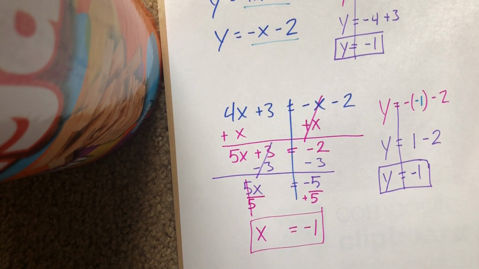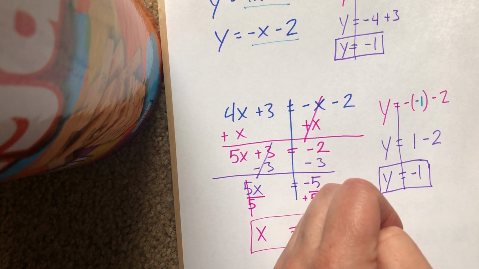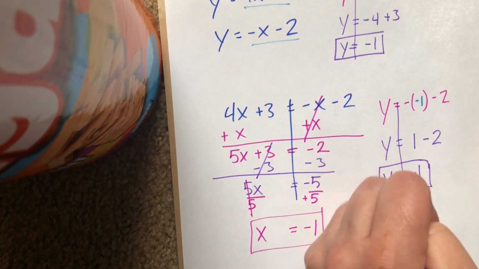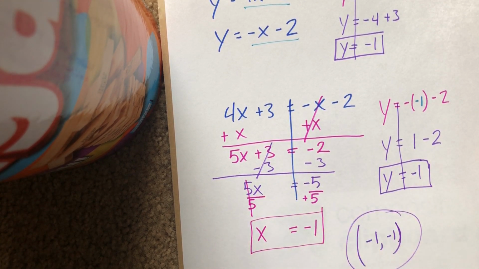So now that I have x is negative 1, y is negative 1. My ordered pair is going to be negative 1, negative 1. And that is my answer that I would write for my paper.